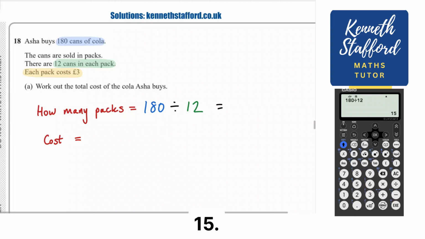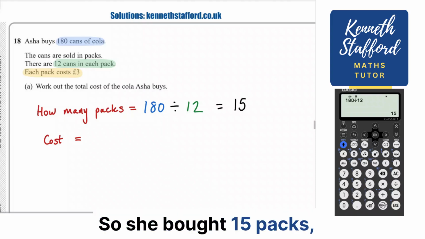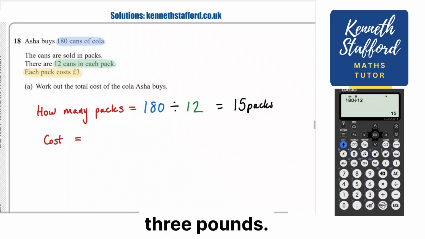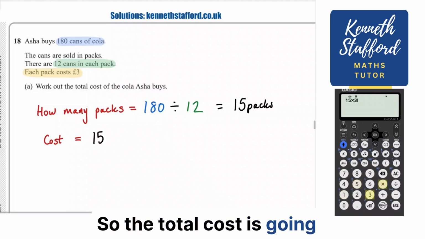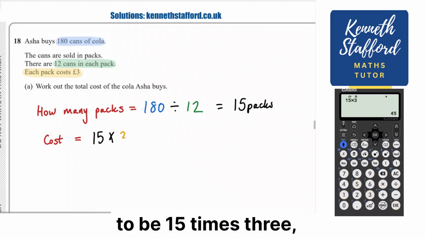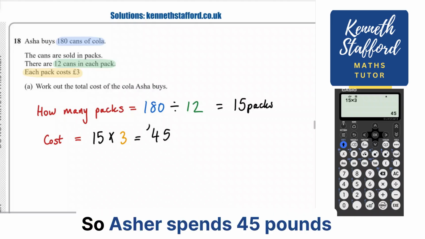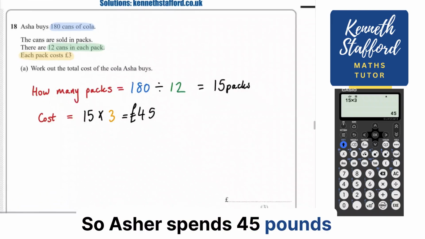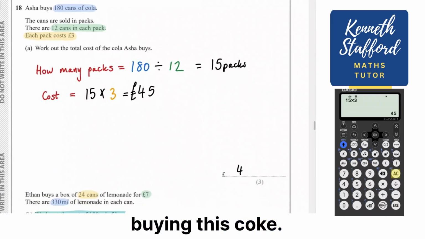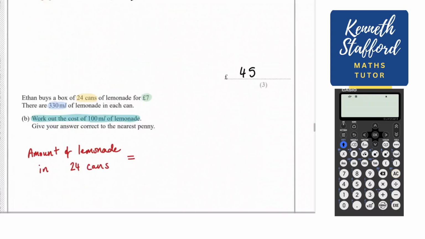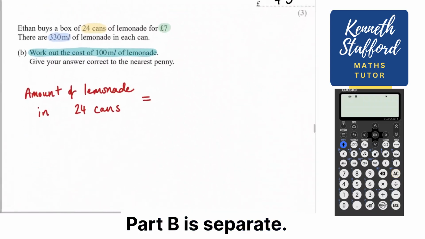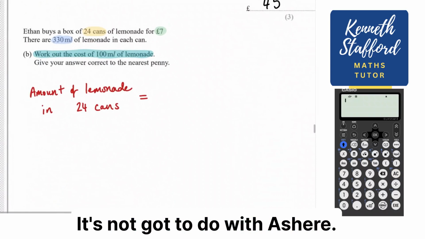15. So she bought 15 packs, and each pack costs £3. So the total cost is going to be 15 times 3, which is 45. So Asher spends £45 buying this Coke. Part B is separate. It's not got to do with Asher.